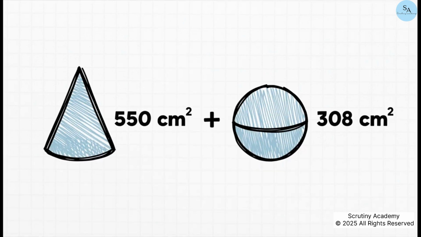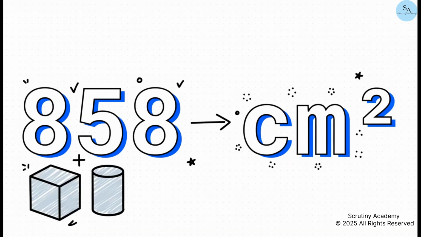Now we just plug our numbers into the formulas we already know. The cone's CSA is pi RL, which works out to 550 square centimeters. The hemisphere's CSA is 2 pi r squared, which calculates out to 308 square centimeters. Almost there, just one more step. And for the final move, we just add them up. 550 plus 308 gives us our total surface area of 858 square centimeters. And boom, done. See? It's all about breaking it down into small, simple steps.